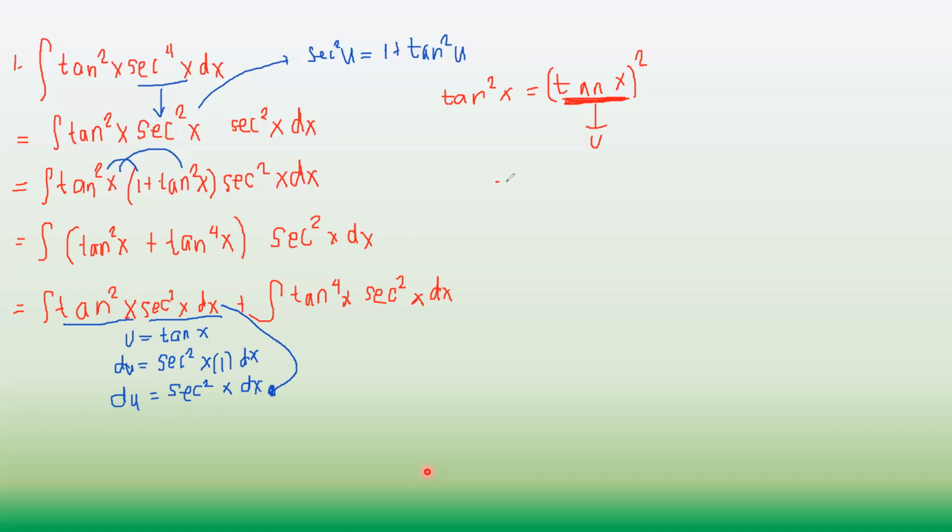Yan ngayon, equal yan sa integral. So yung u ay equal sa tangent. Kaya magiging u squared, kasi yun ay tangent squared. Yung namang secant squared x dx, ang katumbas ay du. Plus the integral of, again, tangent ay u. Kaya meron kang u raised to 4, kasi tangent raised to 4 yon. And yun naman secant squared x dx, ang katumbas ay du.